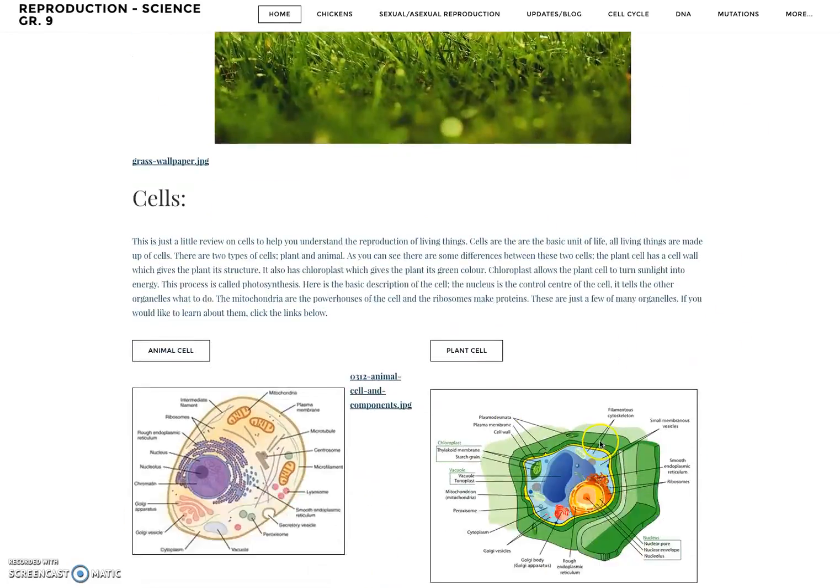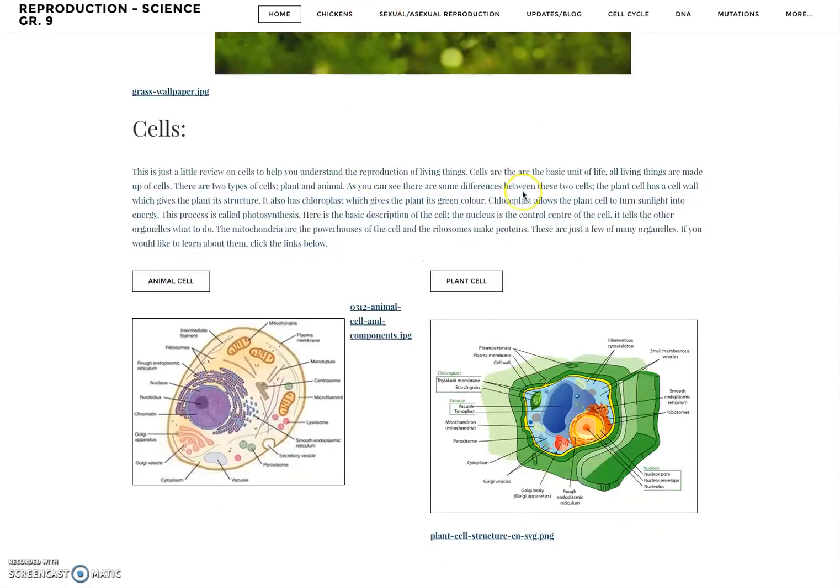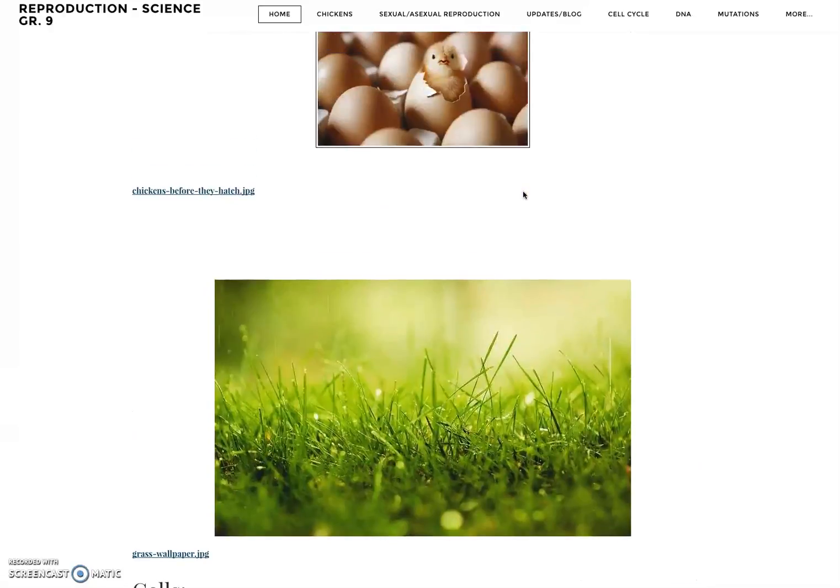And at the bottom, it has some information on cells, animal and plant cells, just to give you a review in case you've forgotten. It has some links here to websites that give some more information. So that's it for our home page. Now we'll go on to our chickens page.